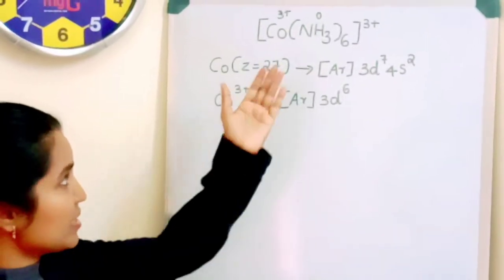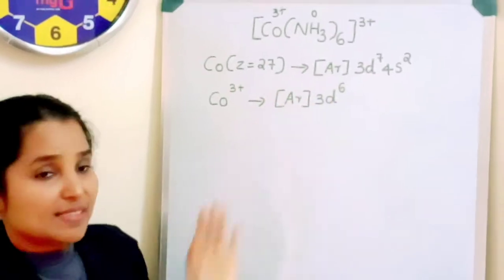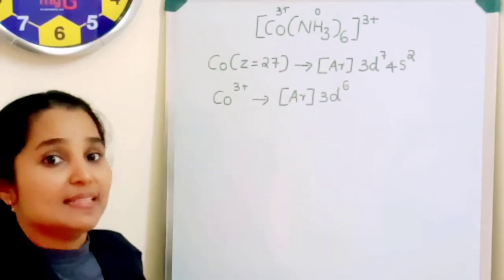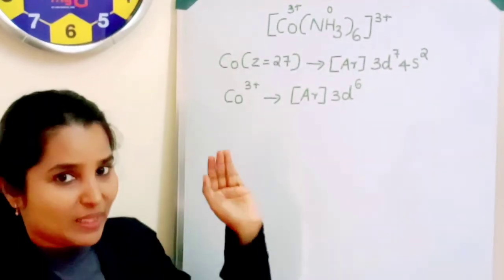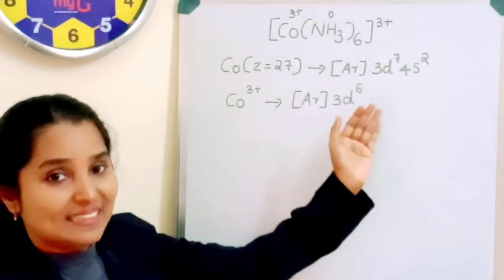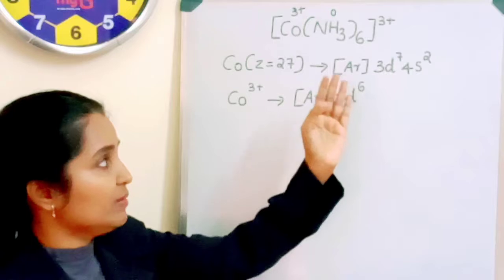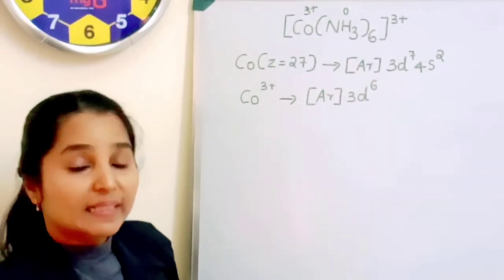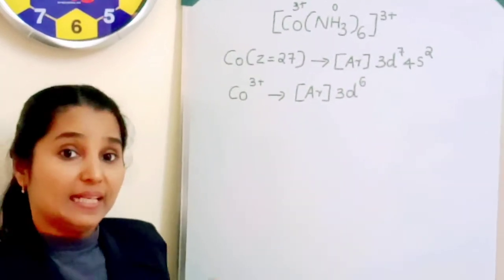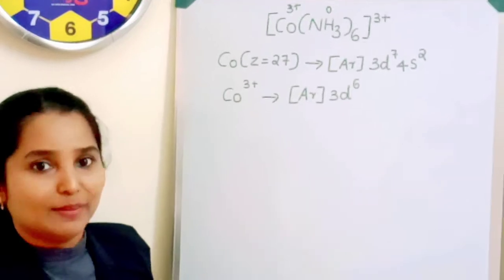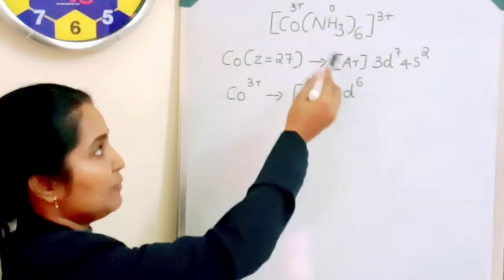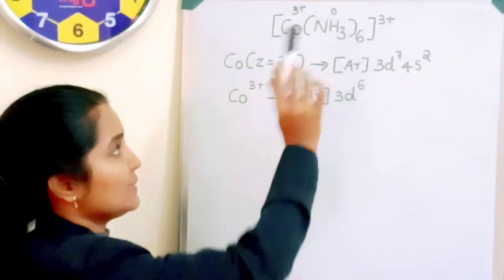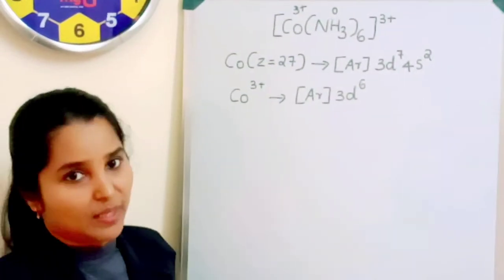The given coordination compound is [Co(NH3)6]3+. First thing is to know its atomic number. Cobalt has atomic number 27, so we can write its electronic configuration as argon 3d7 4s2. Next step is to know the oxidation state of the central metal ion, cobalt. Its oxidation state is 3+. You can easily find it out: the ammine ligand is neutral, and so cobalt will have a 3+ charge.